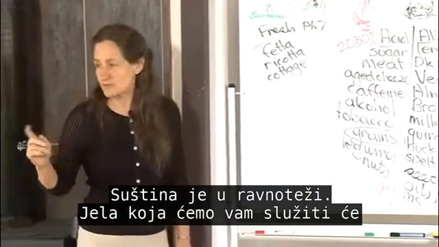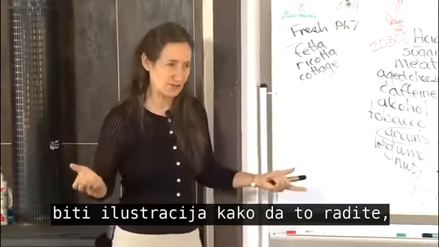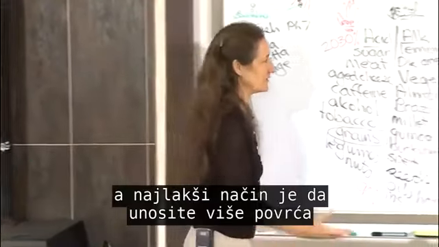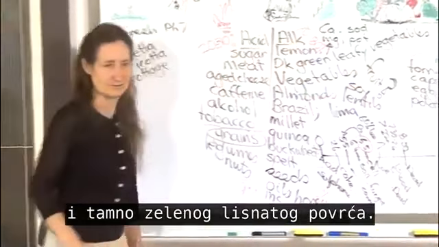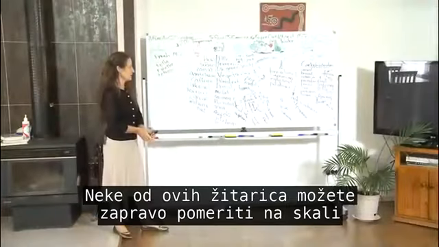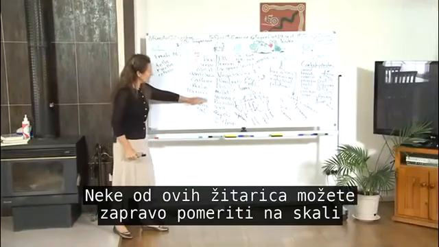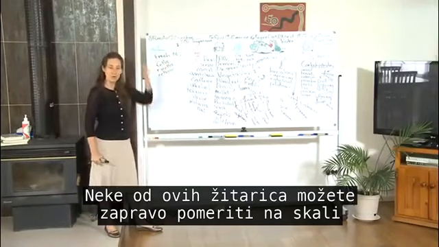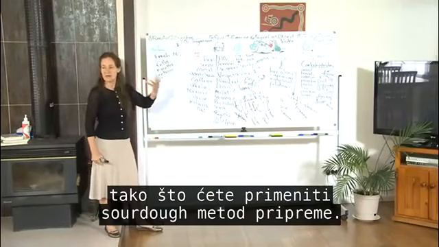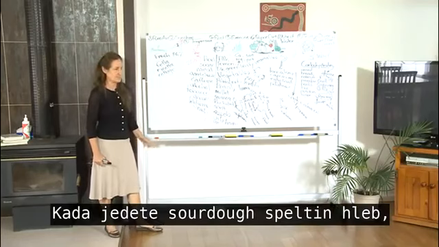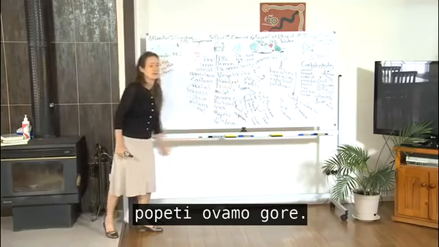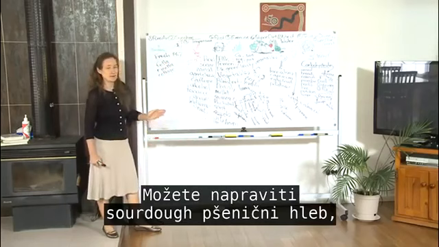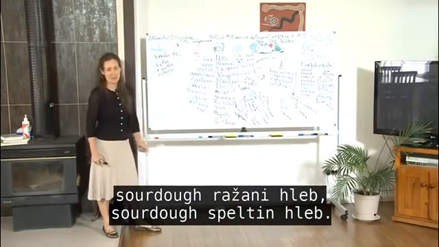The meals that we will be serving you will be an illustration of how you can do it. And the easiest way is just to increase your vegetables and your dark green vegetables. You can actually bring some of these grains over to here a little bit more by culturing them in the sourdough method. So when you eat sourdough spelt bread, well, it's already some alkalizing, but it'll shift it up to more alkaline. You can get sourdough wheat bread, sourdough rye bread, sourdough spelt bread.